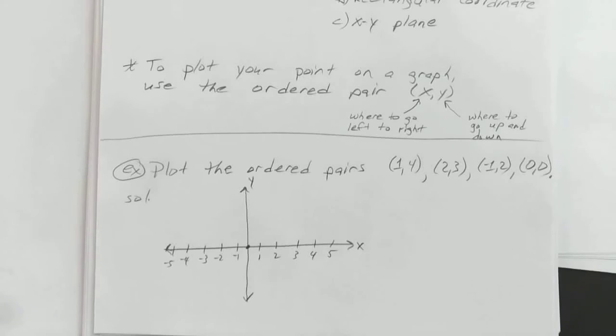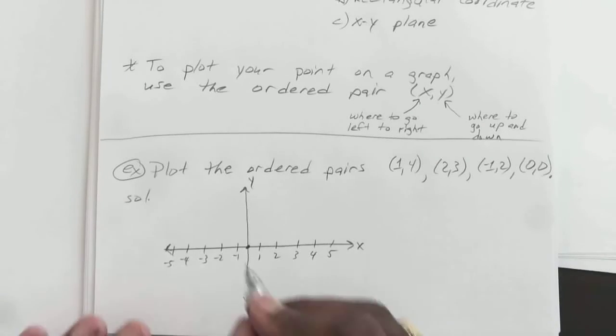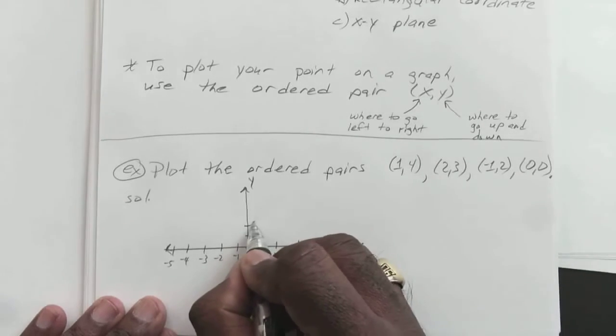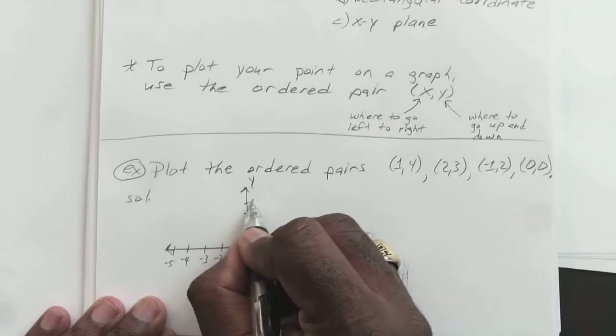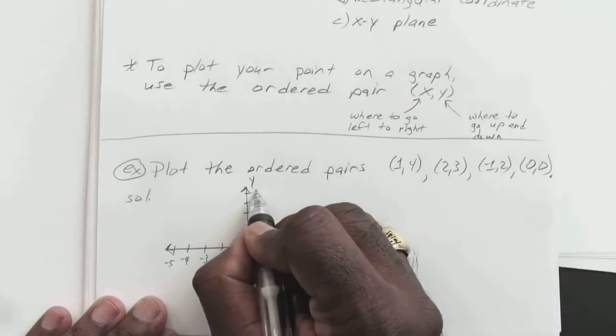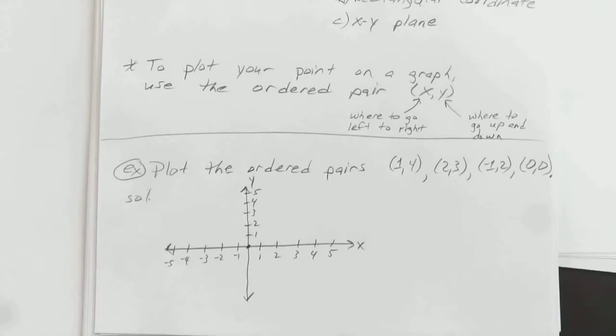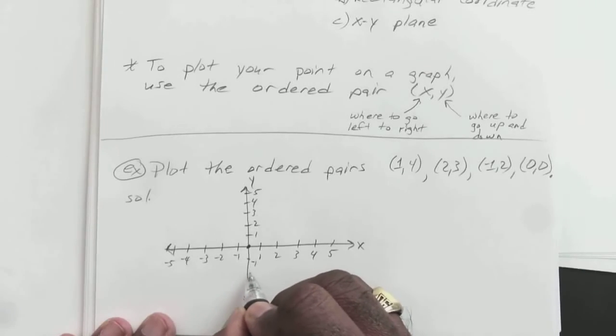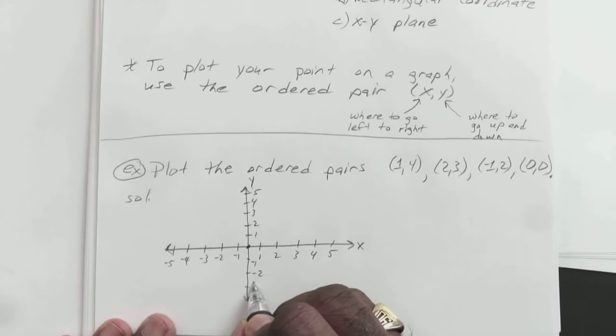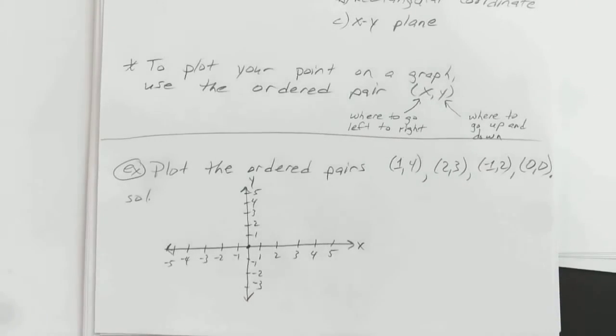Now for your y-axis, going up is going to be positive. 1, 2, 3, 4. Make that 5. And down is going to be negative. We have -1, -2. Make that -3. That should be enough.